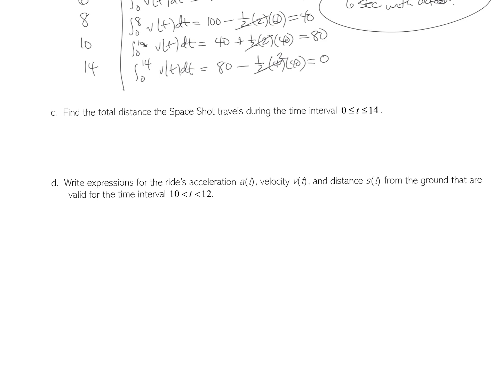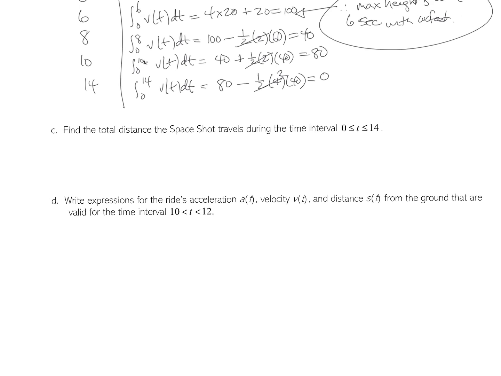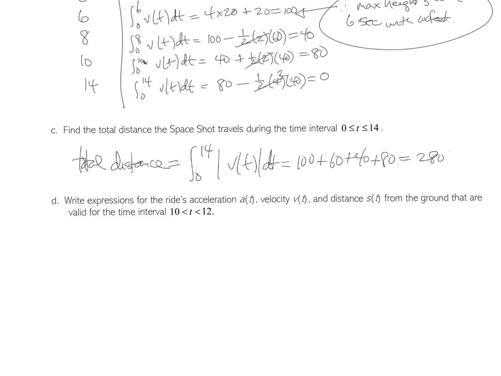All right, so now we're going to find the total distance here. The total distance from 0 to 14. So again, remember the total distance. Don't forget what total distance is. Total distance means it doesn't matter if I'm doing positive or negative, right? So from 0 to 14 of the absolute value of velocity. So this is going to be 100 plus 60 plus 40 plus 80 gives me 280 feet.